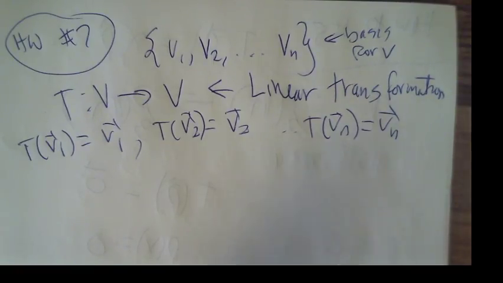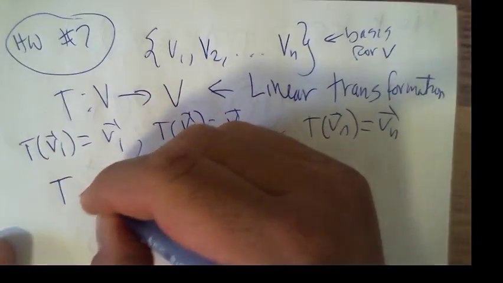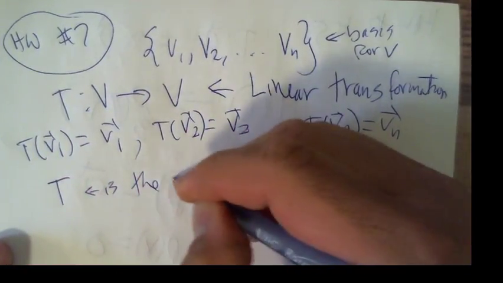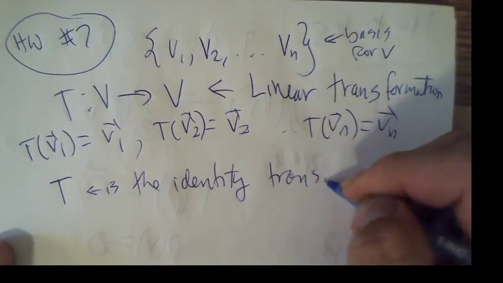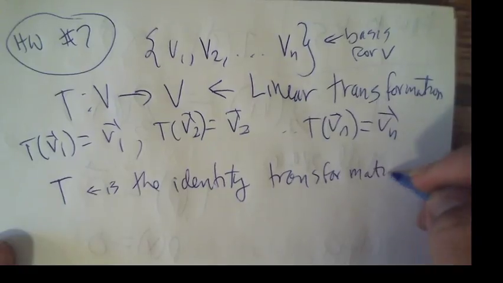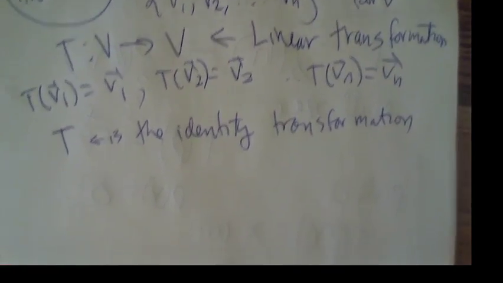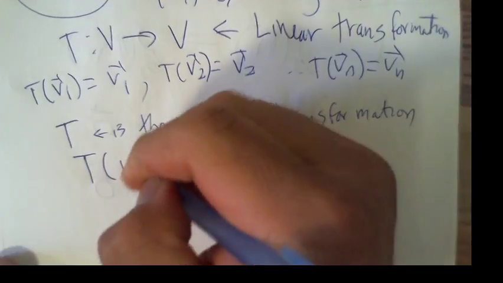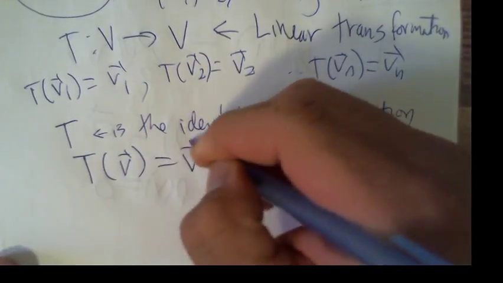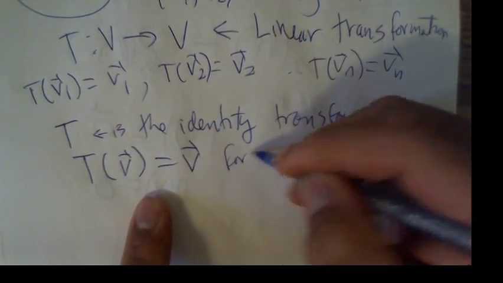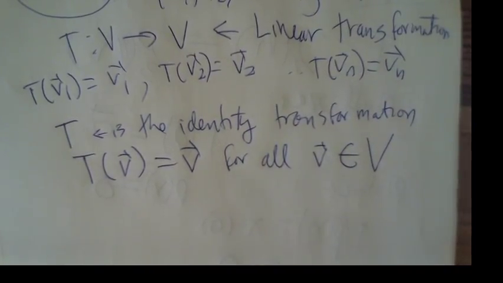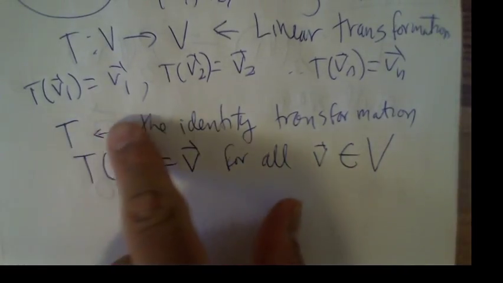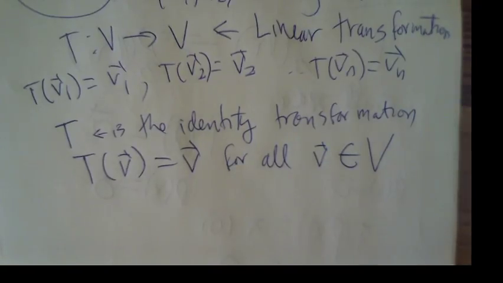Okay, and what I would like to show is that T is the identity transformation, or in other words, that this is true for all V in the vector space V. Now notice here that I only know what happens to the basis vectors, not for every single V.